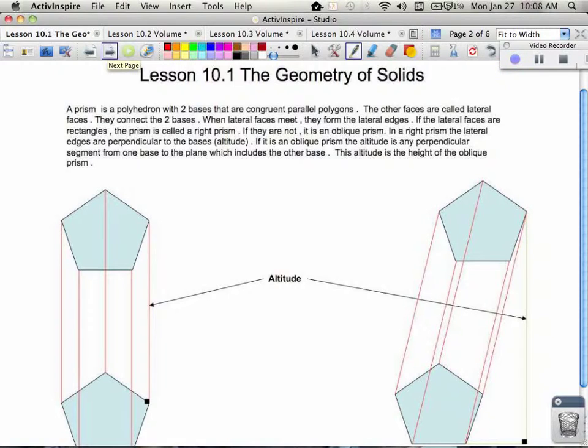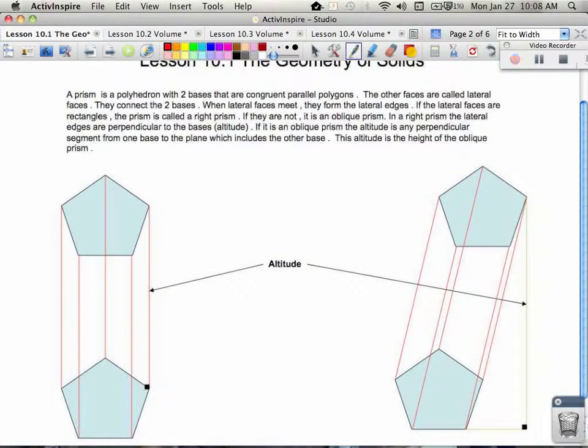A prism is a polyhedron that has two bases that are congruent and parallel and polygons. So prisms, as you can see in our current picture, in this particular example here on the left, we have these two pentagons highlighted. They are the same size and shape, that's the congruent part, and they are parallel, so they would never intersect, and they are polygons. So those are our two bases.